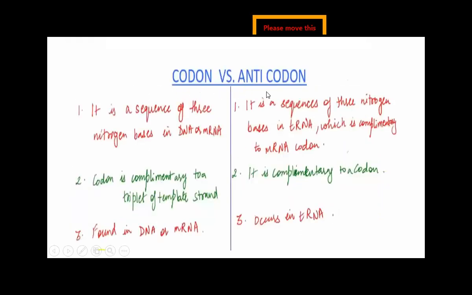So what is codon and what is anticodon? Codon is a sequence of three nitrogenous bases in DNA or messenger RNA, whereas anticodon is a sequence of three bases in transfer RNA, which is complementary to messenger RNA. Codon is complementary to a triplet of template strand, and the anticodon is complementary to a codon. The codon is present in the DNA or messenger RNA, whereas the anticodon is present in the transfer RNA.